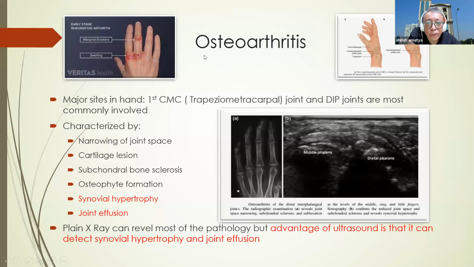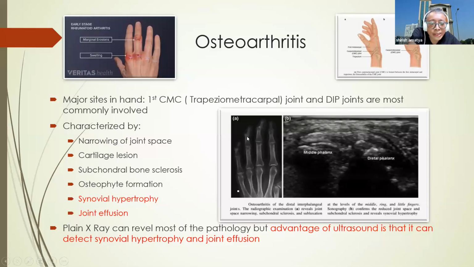In osteoarthritis, we typically see narrowing of the joint, cartilage erosion, subchondral bone sclerosis, osteophyte formation, as well as synovial hypertrophy and joint effusion. Most of these findings can be seen in the plain X-ray as shown in the picture. In the plain X-ray, you can see the narrowing of the joint space, cartilage erosion, subchondral bone formation, mainly in the distal interphalangeal joints, as well as osteophyte formation.